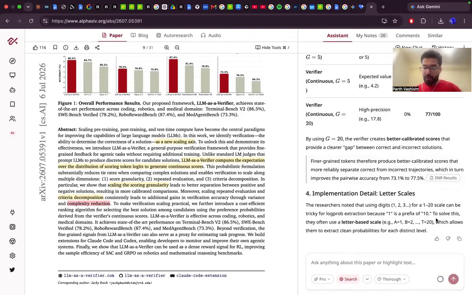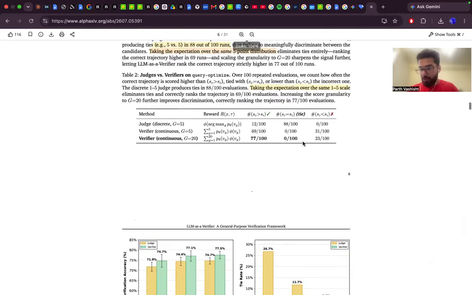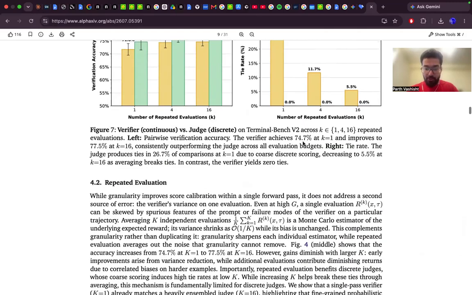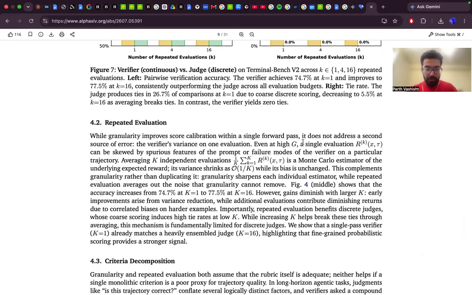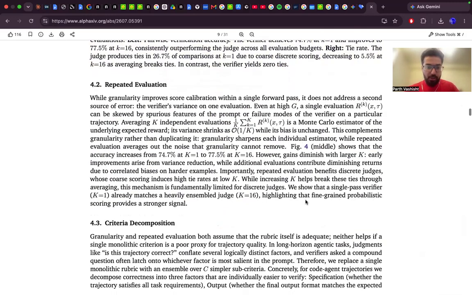Oh, interesting. Yeah, so see here. It's probably mentioned somewhere in the appendix. It's the levels, it's the classes. So we were right all along. Sorry for the detour, but it was needed for me to make sense of what I'm saying. All right, so verifier continuous, judge is discrete.